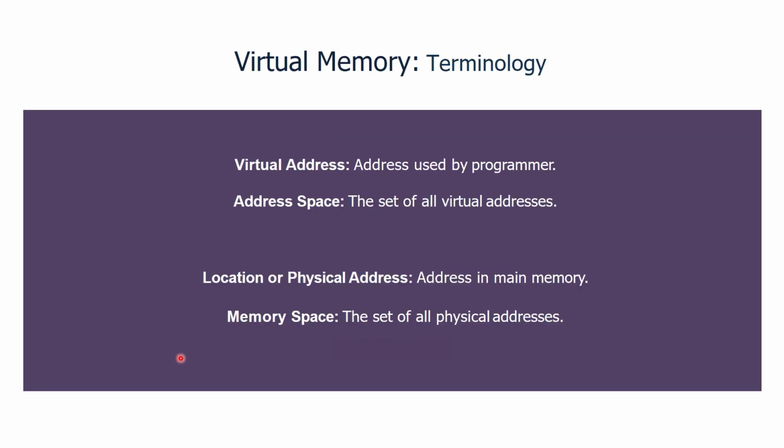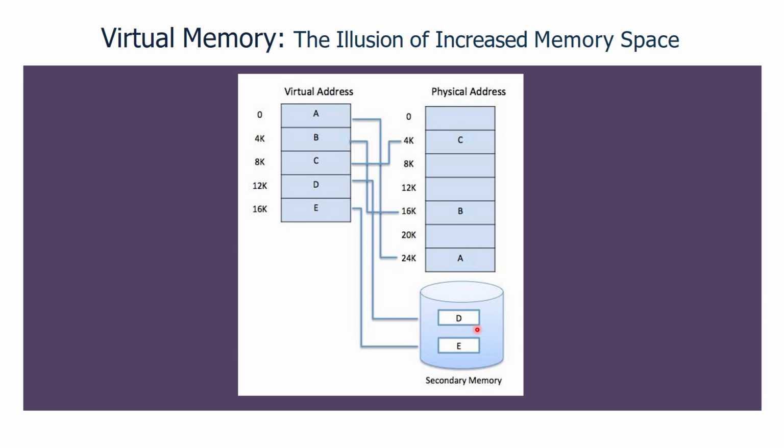So there are these four terms that you need to know before moving ahead. What is a virtual address? A virtual address is the address used by the programmer. Address space is the set of all the virtual addresses. What is a location or physical address? It means the address in the main memory, and the memory space means the set of all the physical addresses. Once you are clear about these terms, then move ahead. Let's see how it works.